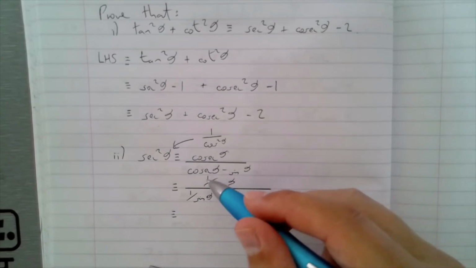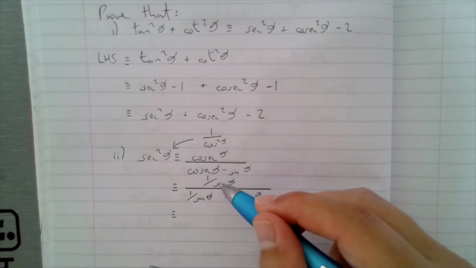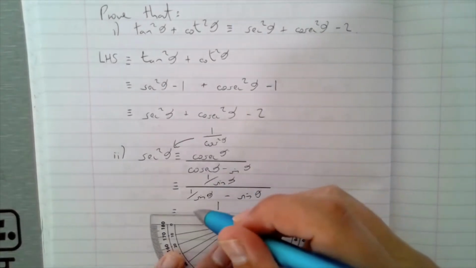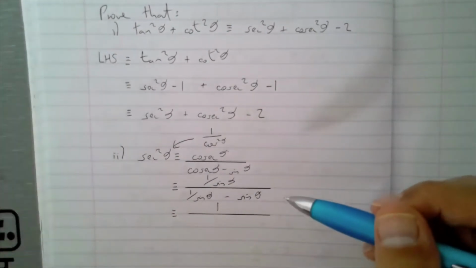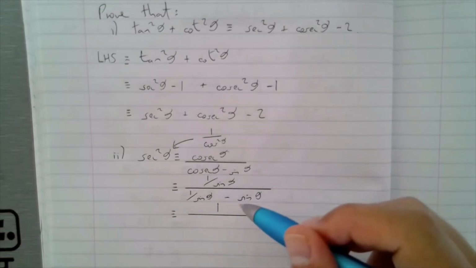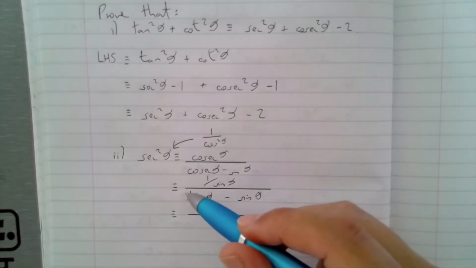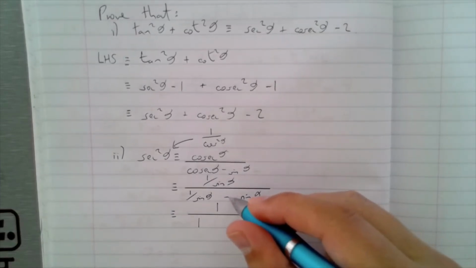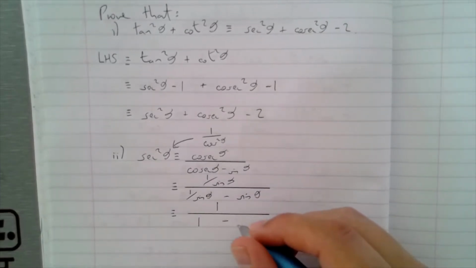So if I times the top by sine theta, that becomes sine theta over sine theta, which is just 1. If I times the bottom by sine theta, and remember I have to times the whole of it by sine theta because it would be like expanding over a set of brackets, that would be sine theta over sine theta, which is 1, and this would be minus sine squared theta.